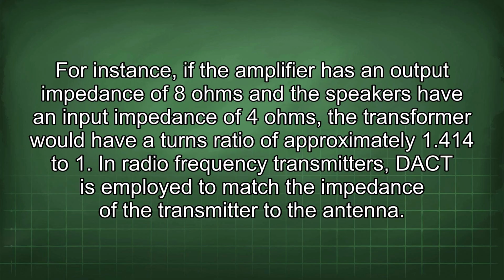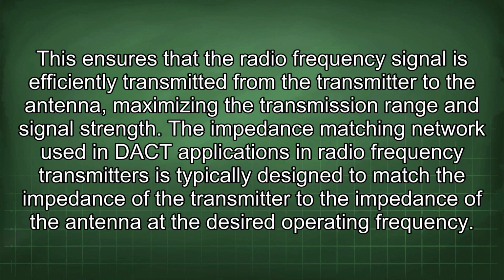For instance, if the amplifier has an output impedance of 8 ohms and the speakers have an input impedance of 4 ohms, the transformer would have a turns ratio of approximately 1.414 to 1. In radio frequency transmitters, DACT is employed to match the impedance of the transmitter to the antenna. This ensures that the radio frequency signal is efficiently transmitted from the transmitter to the antenna, maximizing the transmission range and signal strength.